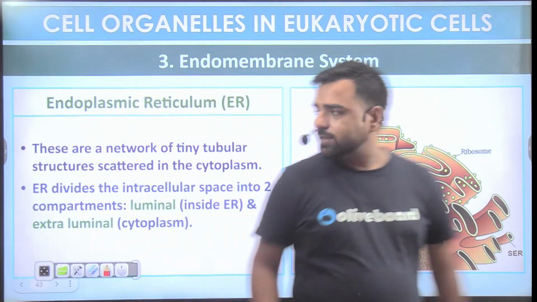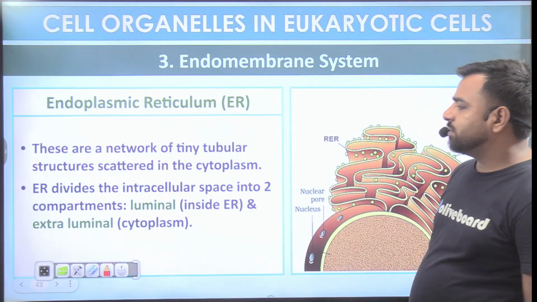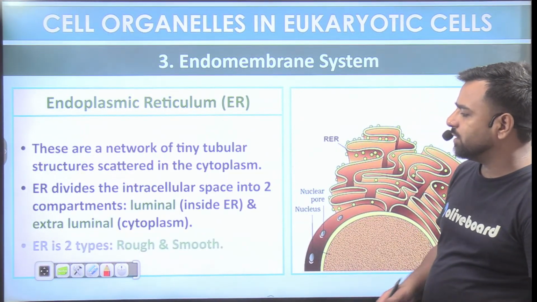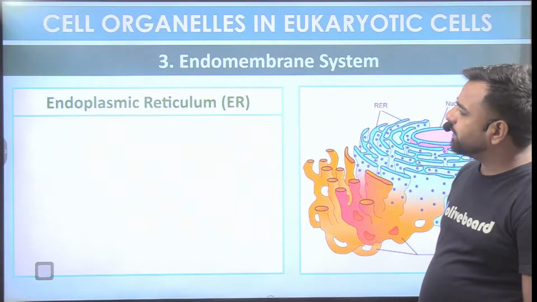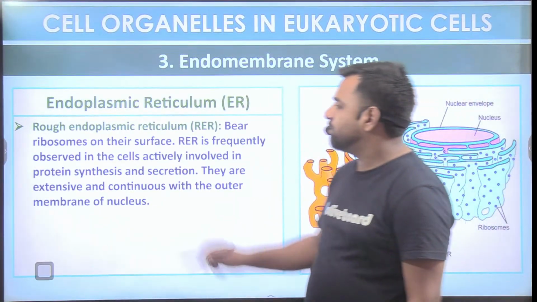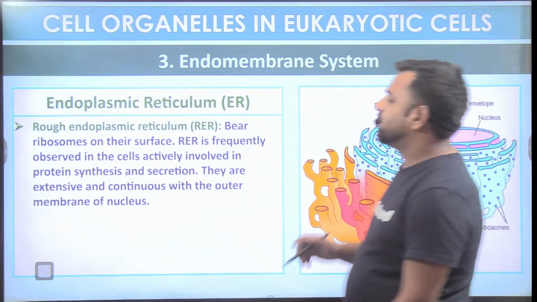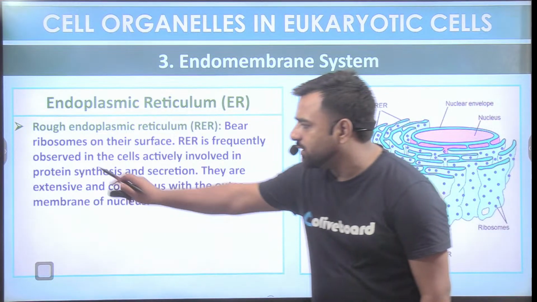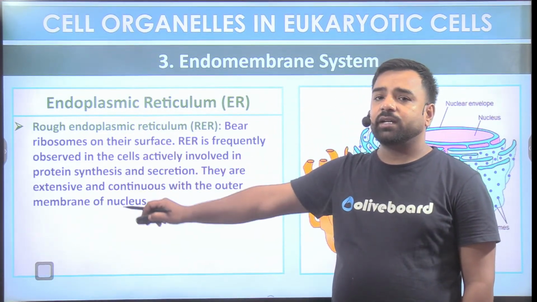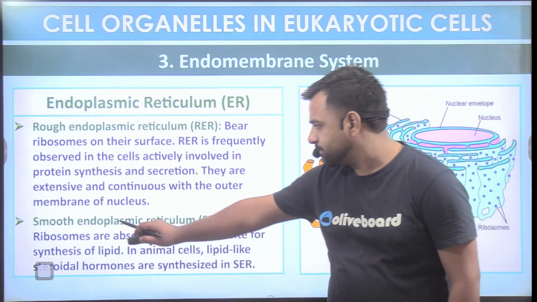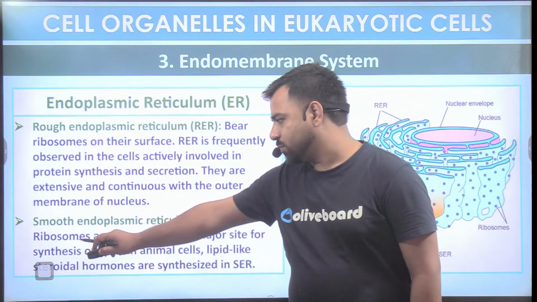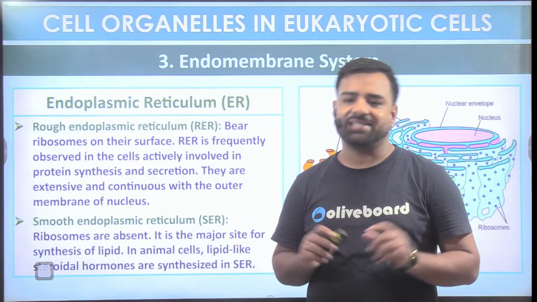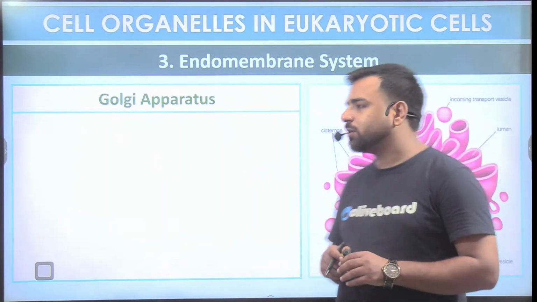Now guys, the endoplasmic reticulum divides the intracellular space into two compartments, the luminal and the extraluminal, and it is of two different types, rough and smooth. The rough endoplasmic reticulum bears ribosomes on its surface, and it is frequently observed in cells actively involved in protein synthesis and secretion. So protein synthesis is in the rough part and lipid production in the smooth part. Ribosomes are absent there, and it is the major site for the synthesis of lipids. That's it. So this was about the endoplasmic reticulum.